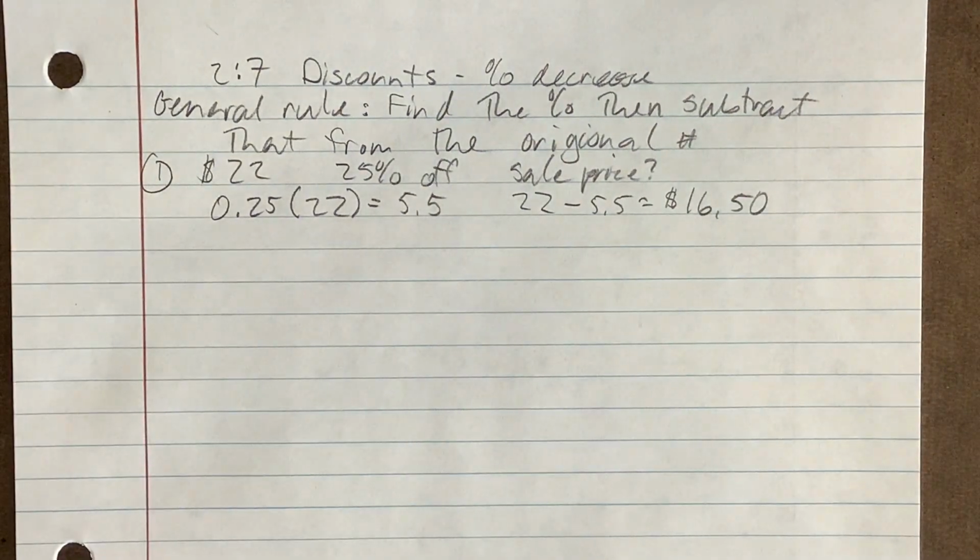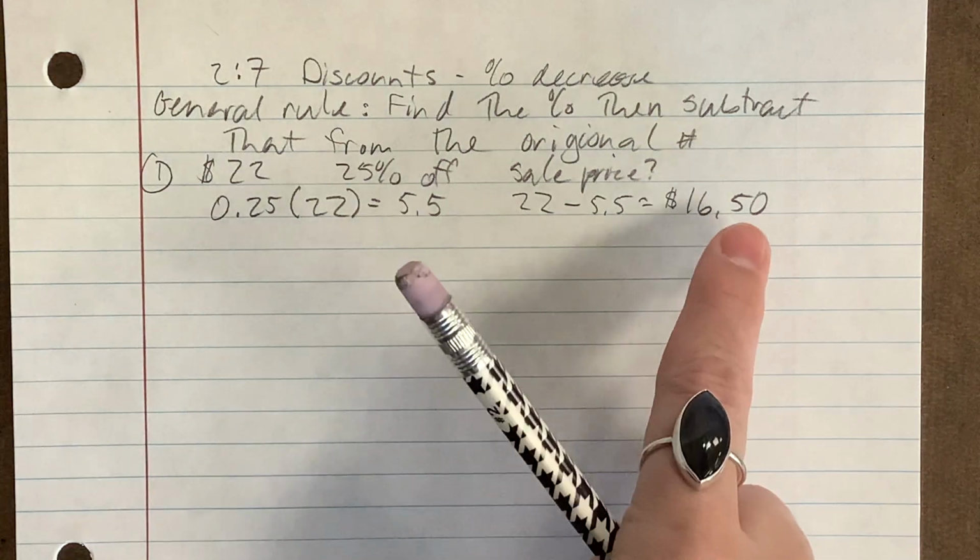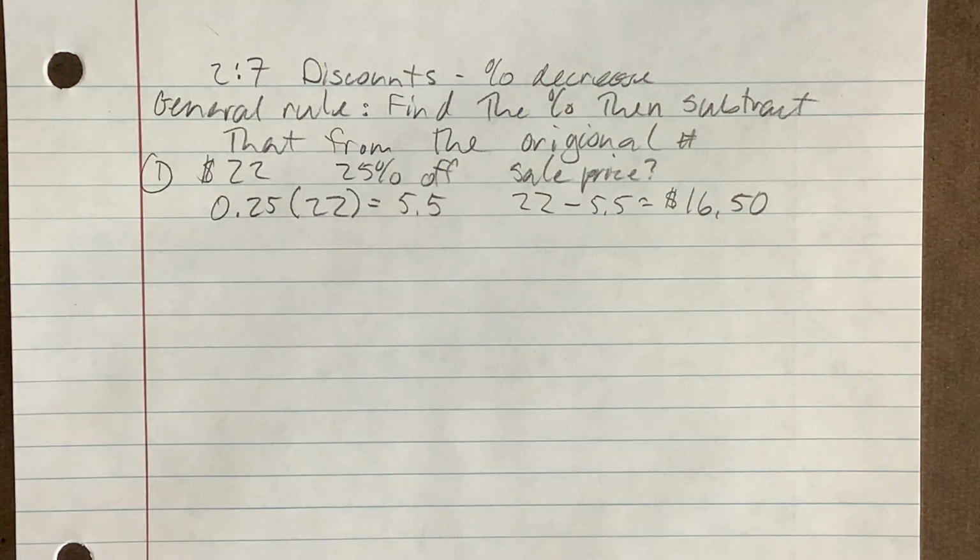$16.50. Please remember, if you're dealing with money, particularly on MathSpace, you always have two decimal places. So if there isn't a second decimal place, put a 0 in. Otherwise, MathSpace gets mad.